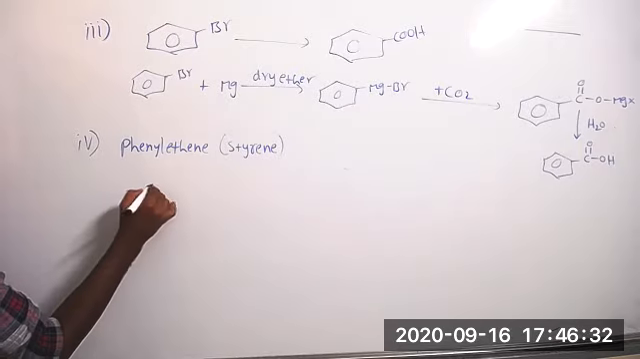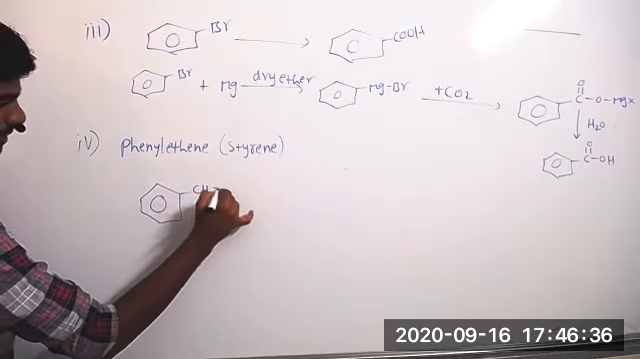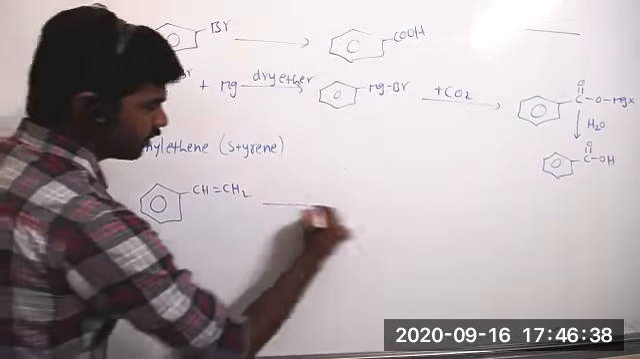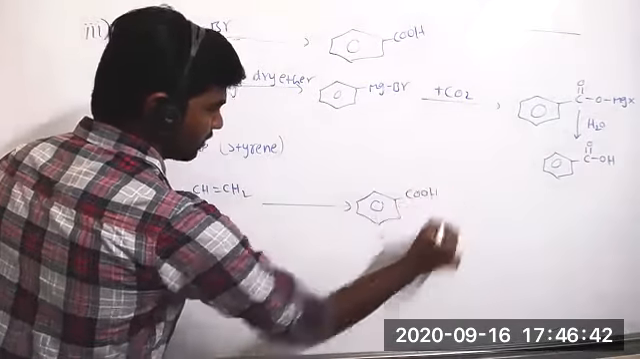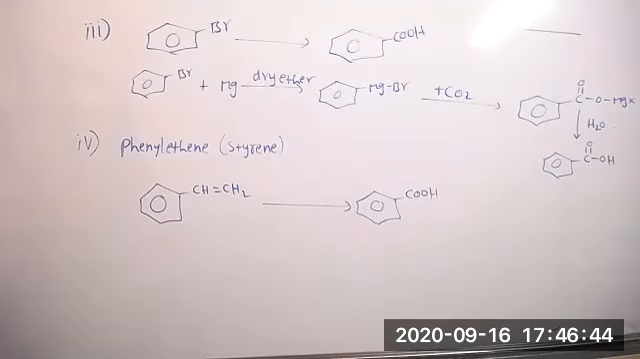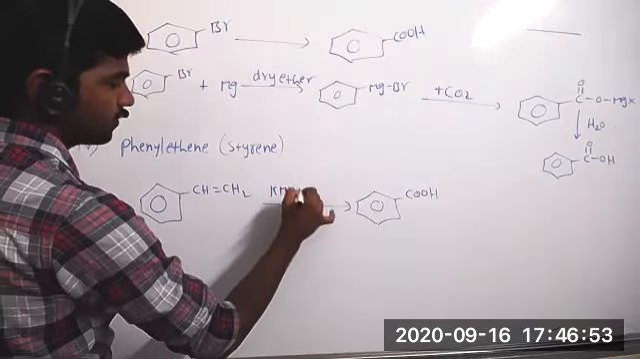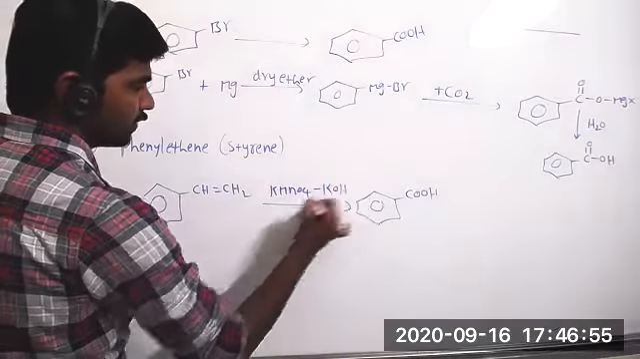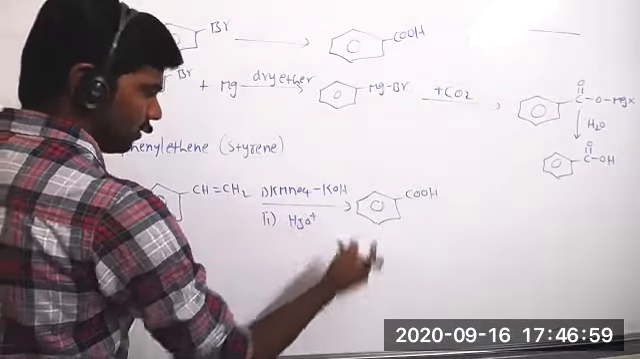Phenyl ethene or styrene to benzoic acid. The reagent required: any kind of carbon chain, when we treat with KMnO4 in KOH, followed by acid hydrolysis, gives benzoic acid.